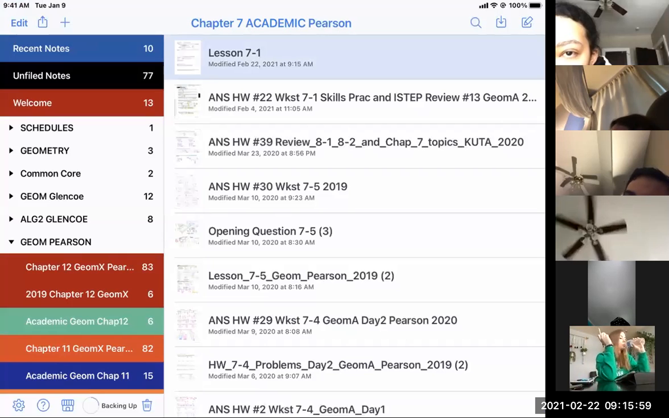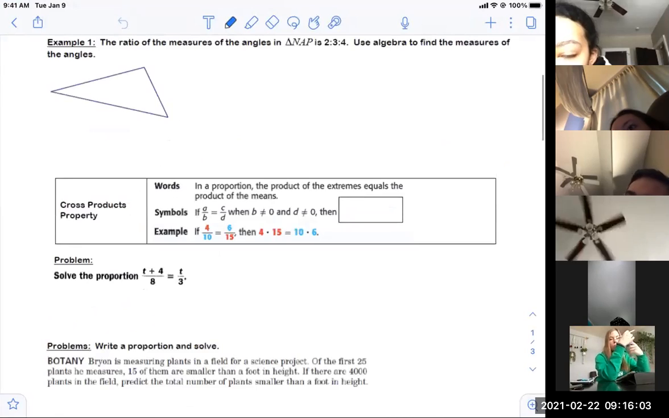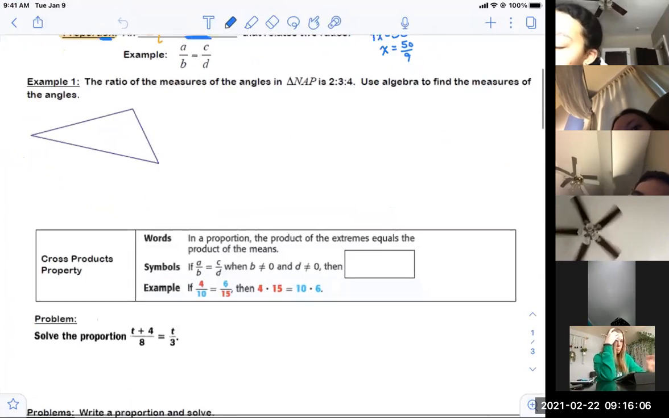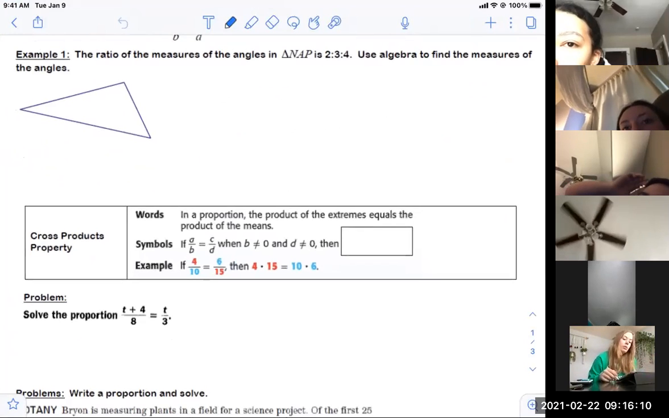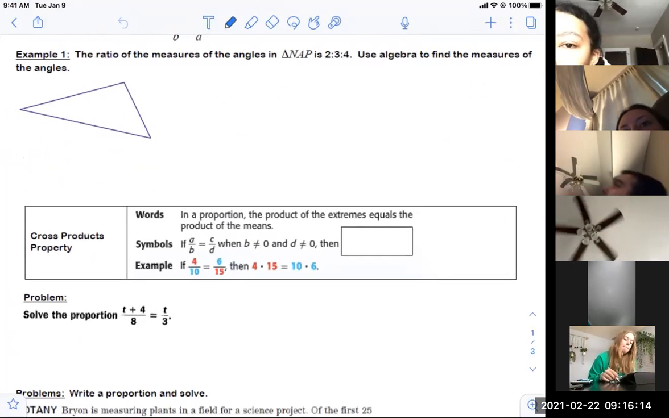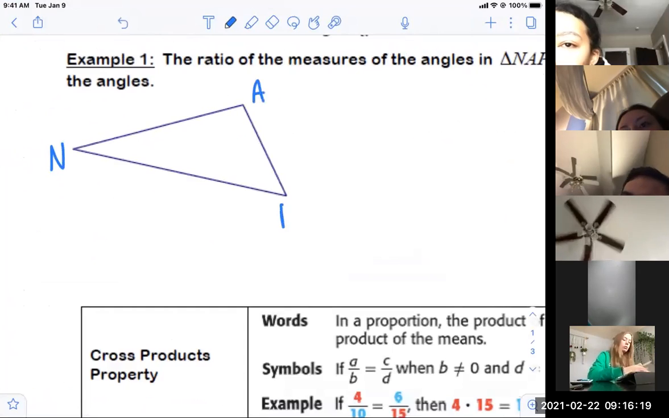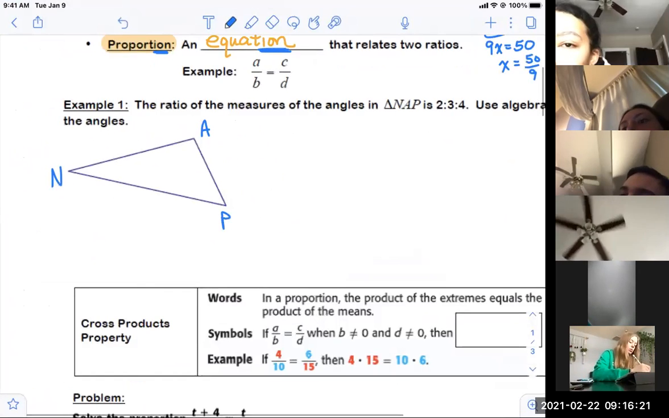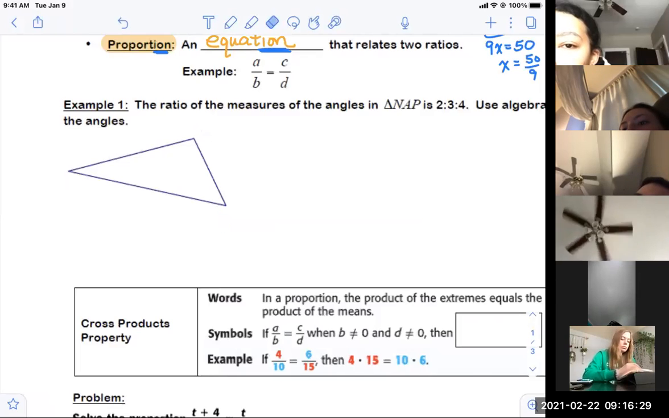Okay, so when you see problems, you'll see a couple of these in your homework also. Find the ratio of the measures of the angles. The ratio of the measures of the angles in this triangle is 2 to 3 to 4. Here's triangle NAP, and it's saying that the angle measures are in the ratio of 2 to 3 to 4. Actually, I'm not going to put letters on there because we don't really know which letter goes with which vertex.